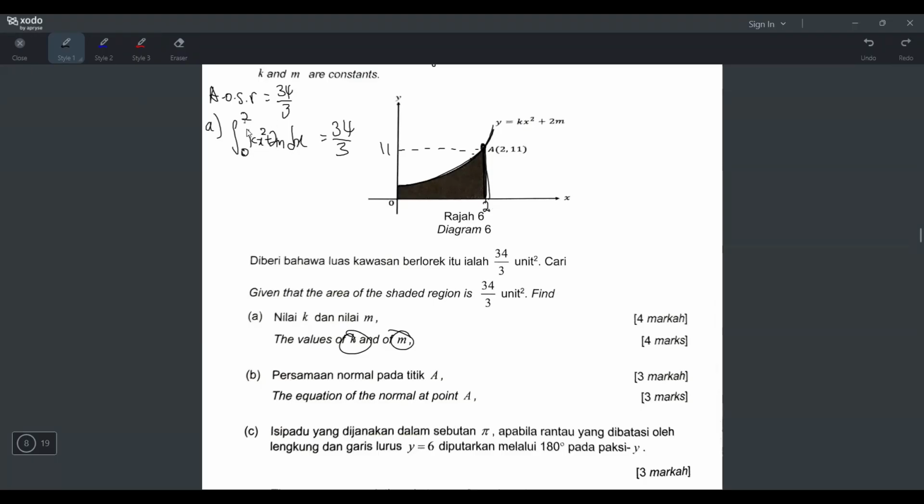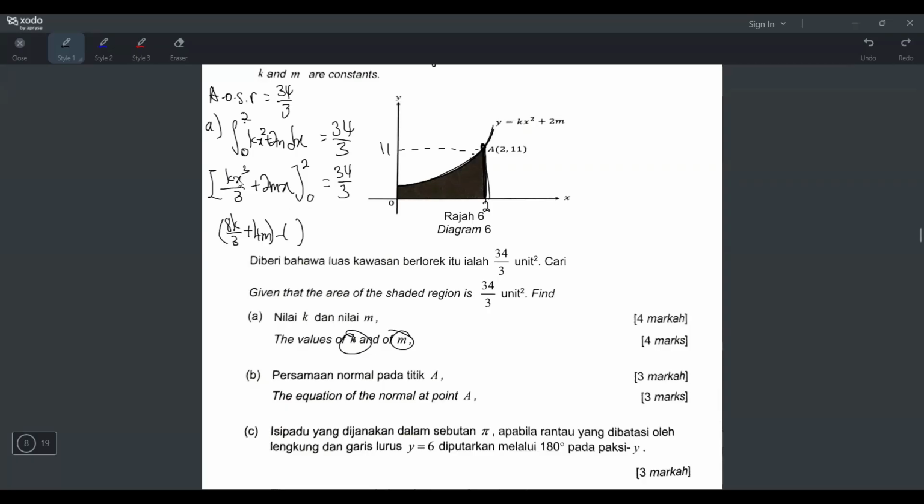So now I will start to integrate this. When you integrate kx squared, it becomes kx to the power 3 over 3. And when you integrate 2m, it's just 2mx. Even though you don't know m, you don't need to know m to integrate, because 2 times m will be a number, and when you integrate, you just put x. Then close the bracket, from 0 to 2, equals 34/3. Now I have to substitute 2 into the x here and substitute 0 here and then subtract. When I substitute 2, I get 2 to the power 3, which is 8k/3, plus 2 times 2m, which is 4m, done.